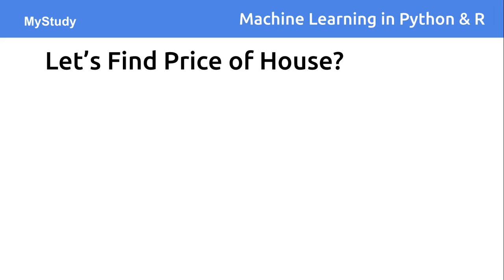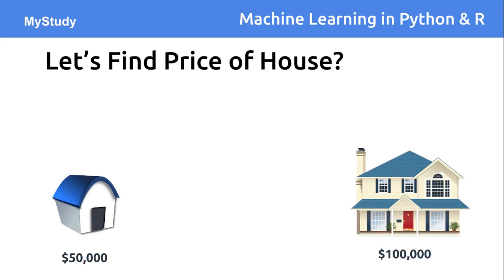Let's find the price of the house. Let's say we have one house available which is small in size, whose price we know is $50,000. Another house which is a little bigger than that, whose price is $1 lakh. So we know these two house prices.